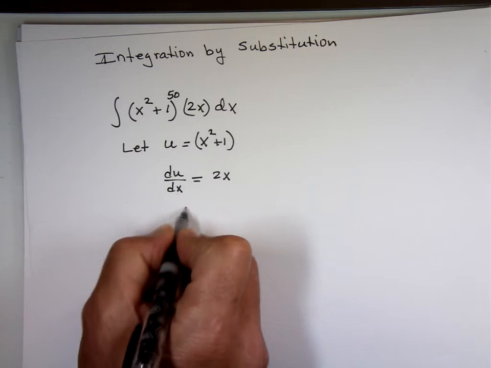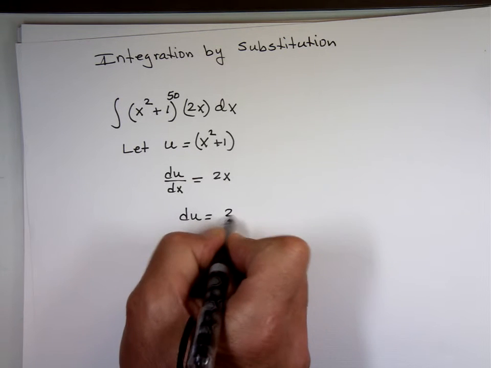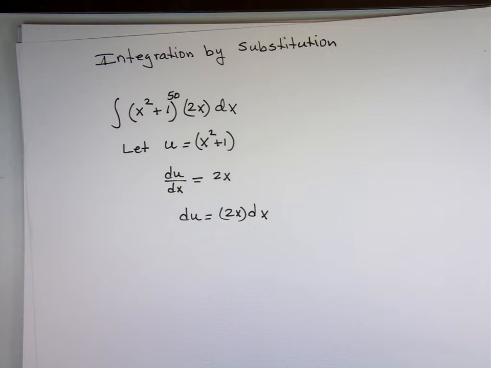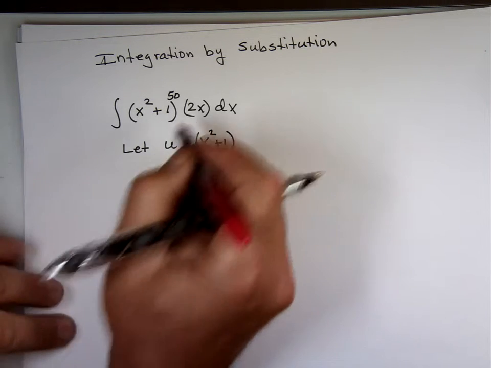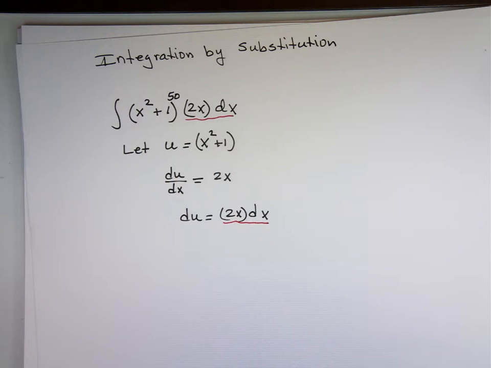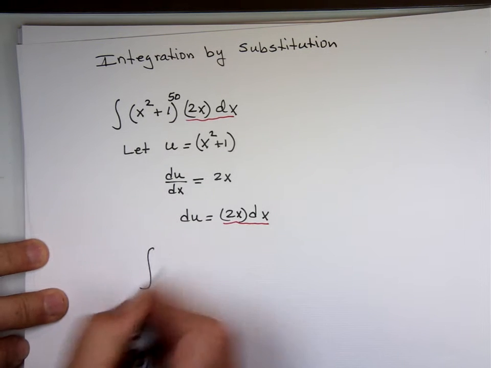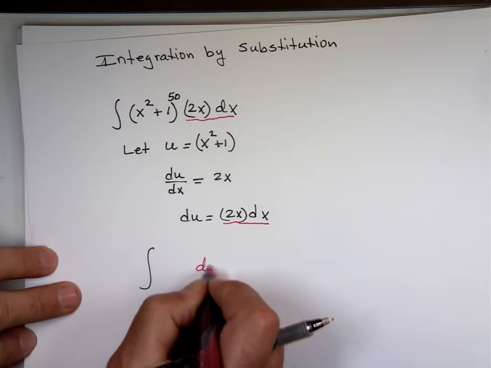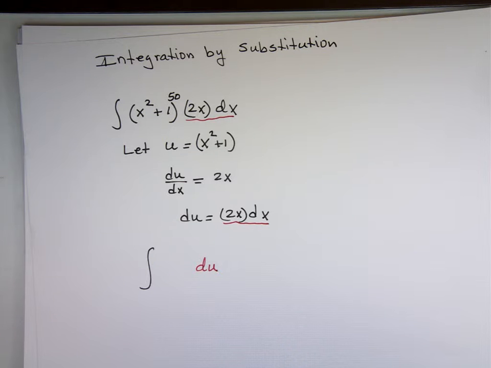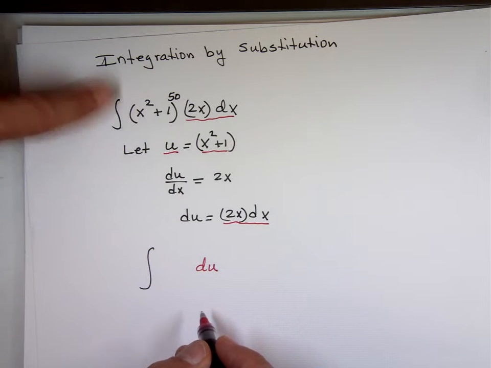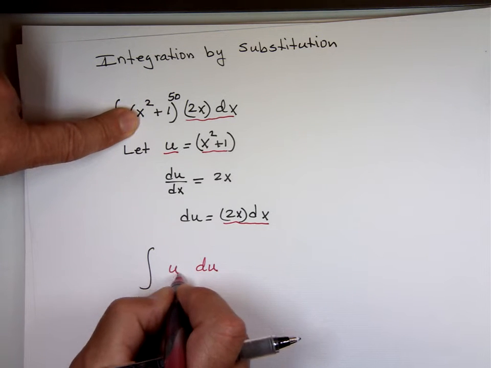2x. Or I can write du equals what? 2x times dx. Interesting. Look at this piece. Isn't that the same as this? Can you see that? So I can write the integral, in place of 2x dx, I'm going to put du. And what is x squared plus 1 equal to? Isn't that u? So I'm going to write that as u to the power of 50.